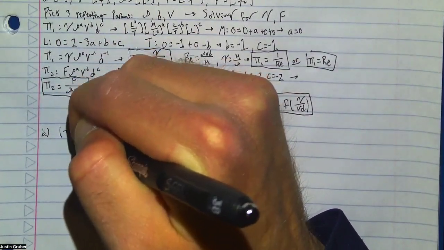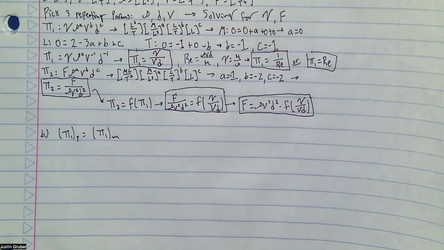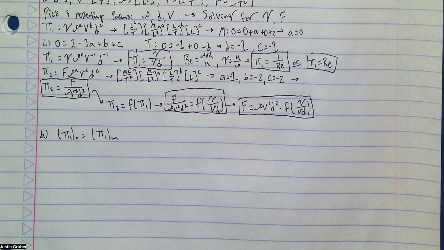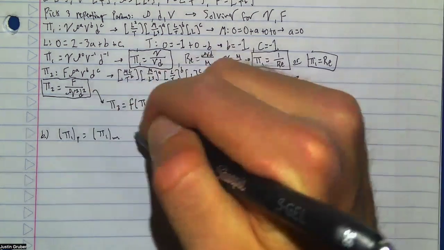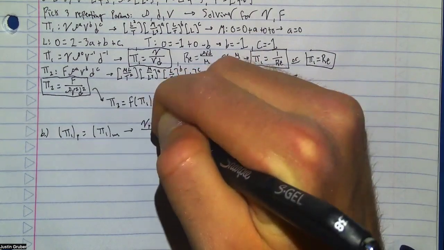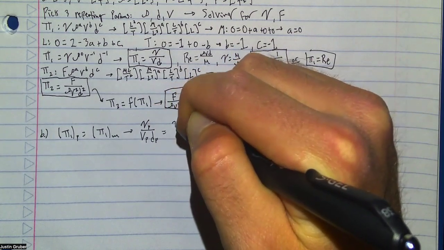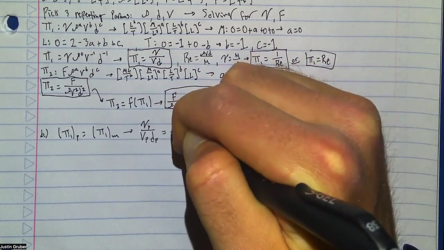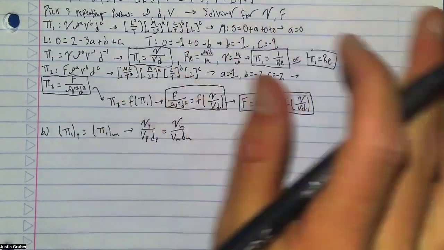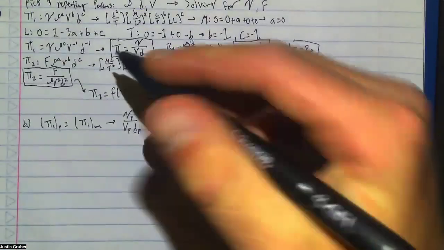So we know pi 1 of the prototype equals pi 1 of the model. Now the only thing is figuring out which one is the prototype and which one's the model. I just told you which is which, and usually it's pretty obvious. So we can say prototype over, where the velocity of the model is what we're trying to solve for. Now we're given all this stuff up here, and this is what we worry about.